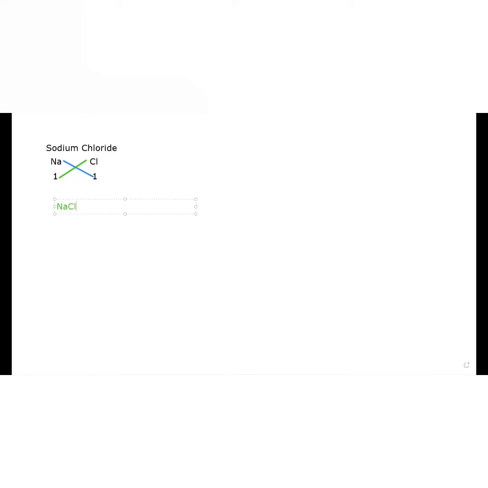We do not write the ones in the formula because 1 is understood in chemistry. If you didn't have the element, you wouldn't be writing it there in the first place. So the 1 is understood. From 2 and up, we write in the numbers. So the formula for sodium chloride is NaCl, 1 part of sodium to 1 part of chlorine.